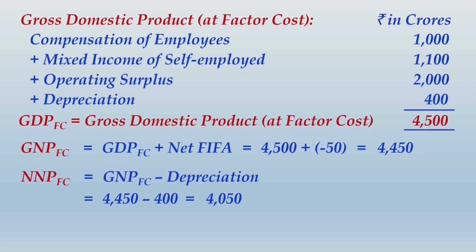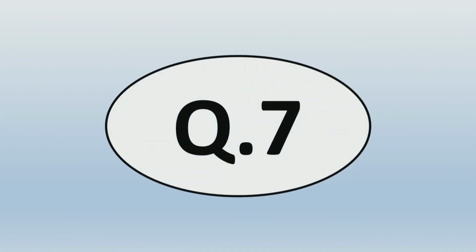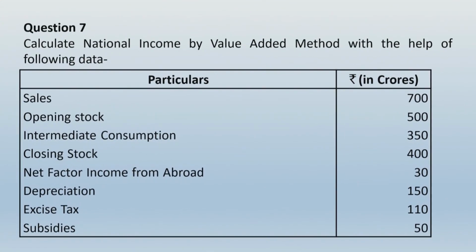Alright friends, once you are done with this entire solution, let me take you ahead and let us take up question number 7. Let us read this question. It says calculate national income by value added method with the help of following data. Now here you are asked to follow a particular method, that is value added method. Therefore you are not supposed to follow any alternative method to compute this national income in this case.